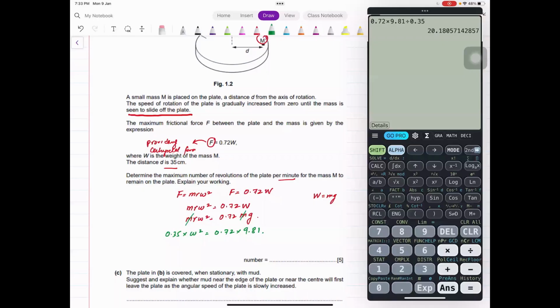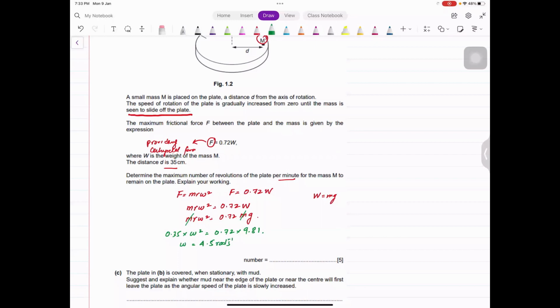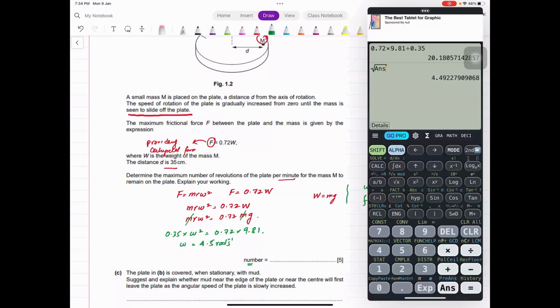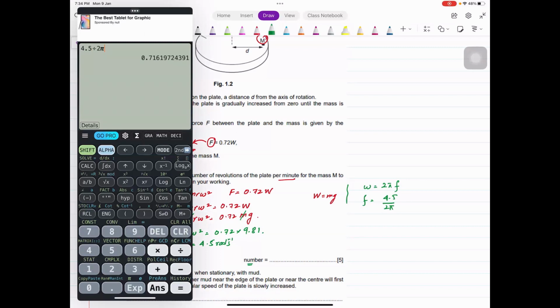So basically it's asking about the frequency here, right? So what you should do is use omega equals 2 pi f. We want frequency, so f is omega, 4.5, divided by 2 pi. Once we do that, oh my God, this is 5 marks. Wow. All right, 4.5 divided by 2 divided by pi. Is that correct? I don't know. It's correct, 2 pi. All right, so it's going to be 0.716.